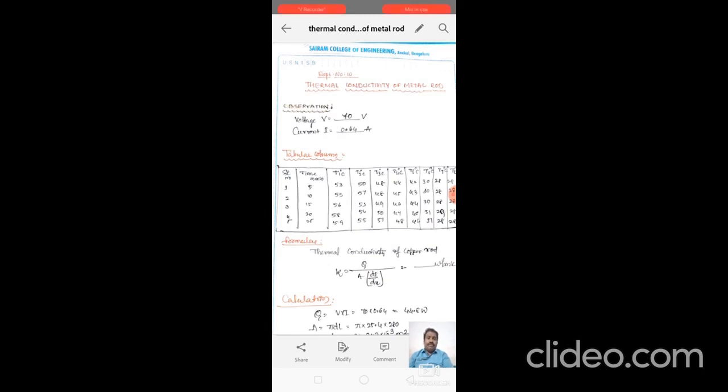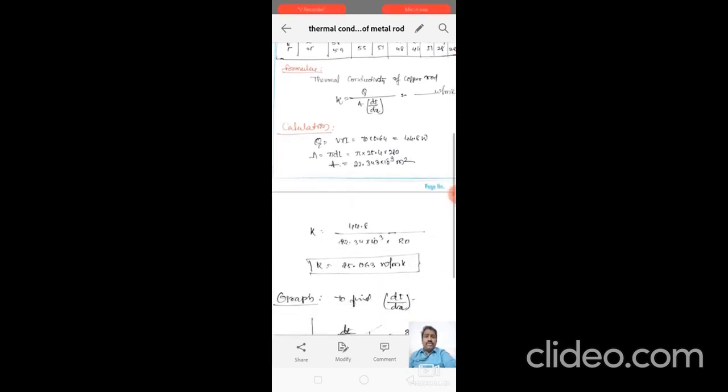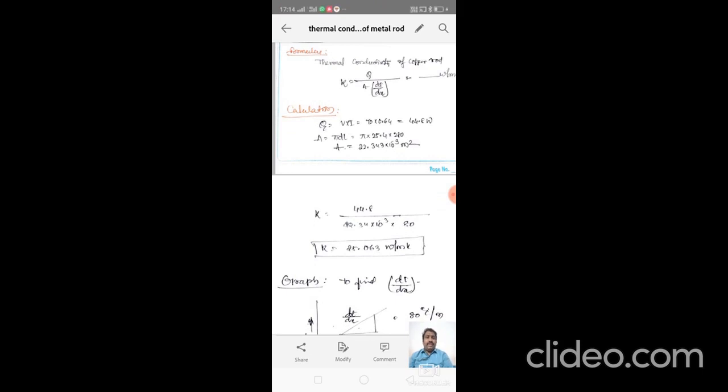Next, the formula to calculate the thermal conductivity of the copper metal rod is K equals Q divided by A into dT by dx. Q we can calculate from the observation only. So V into I, that is 70 into 0.64, is 44.8 watts. Here we supply energy in the form of electrical energy, that is heat. So 44.8 watts is supplied.